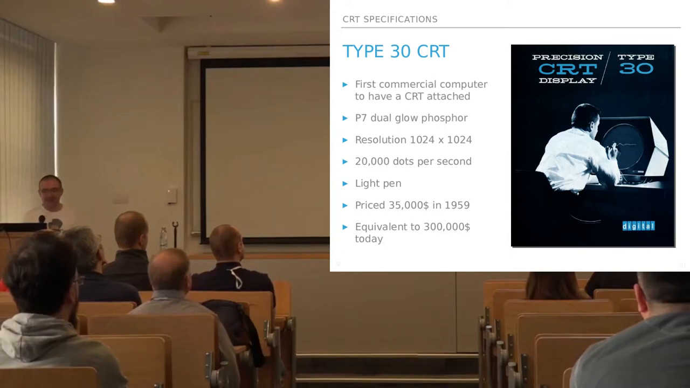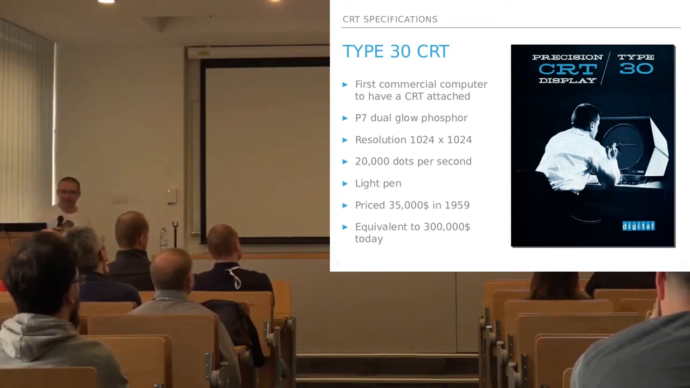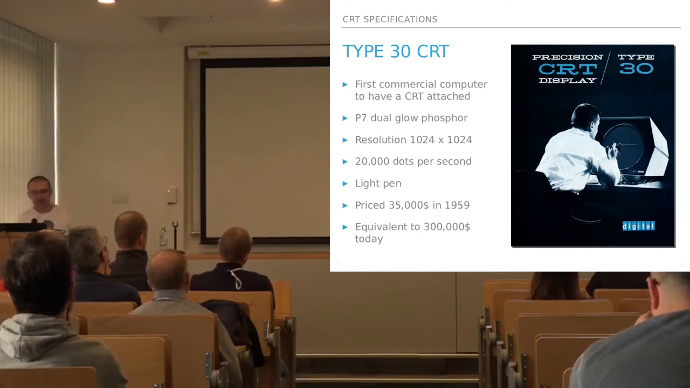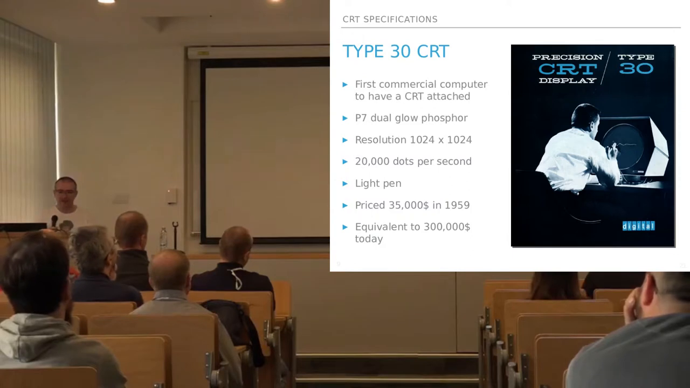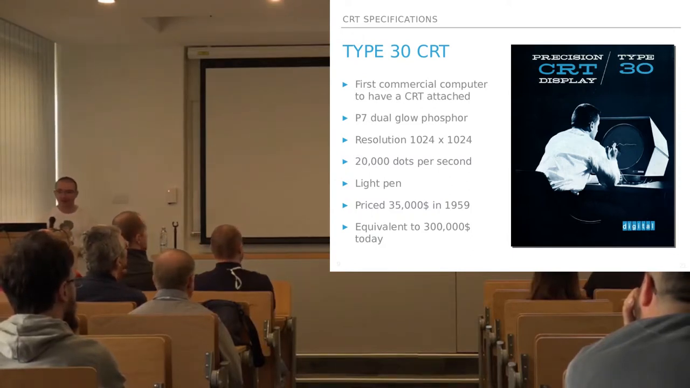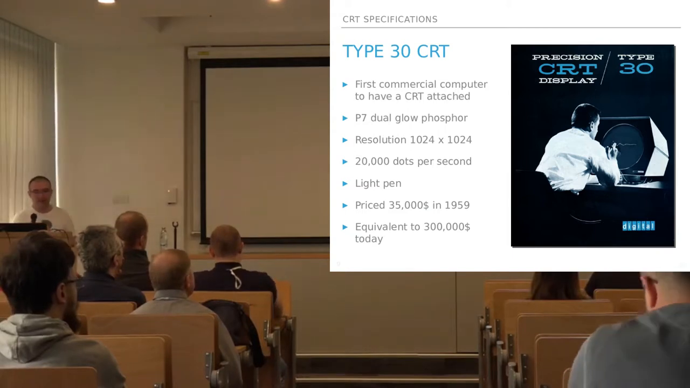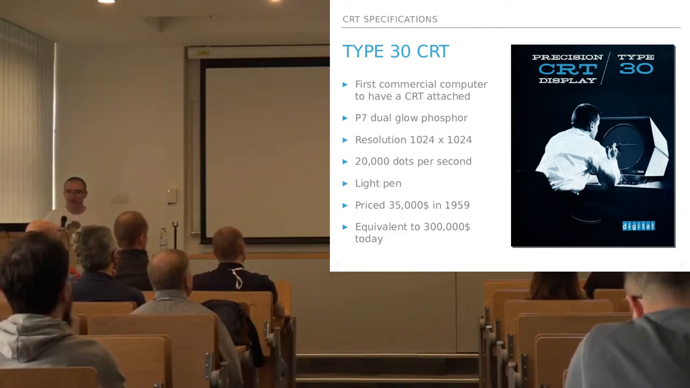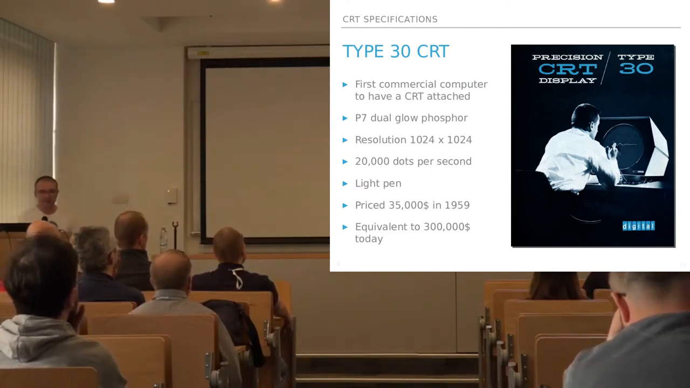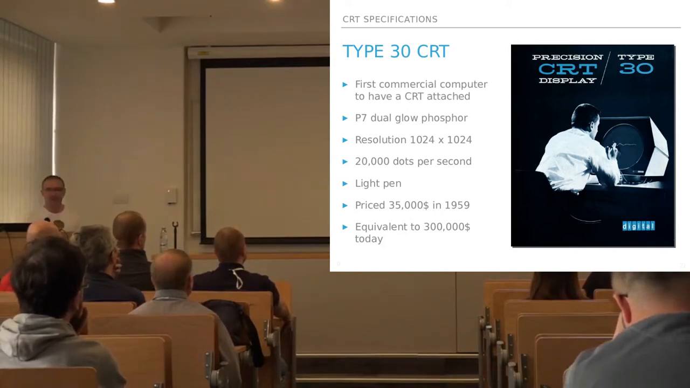Originally a radar CRT tube, it featured a P7 phosphor coating with dual glow, which gives a very long and slow decaying fade after a pixel is lit. That was a deliberate and fortunate decision, since the write time was very slow and it couldn't do more than 20,000 dots per second. It would take 52 seconds to redraw the entire screen if you wanted to light each and every pixel, which is a killer frame rate, right?